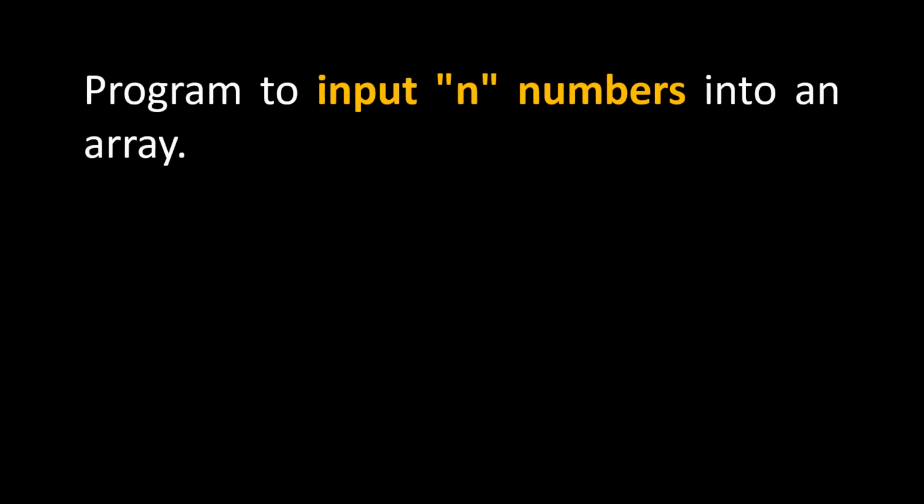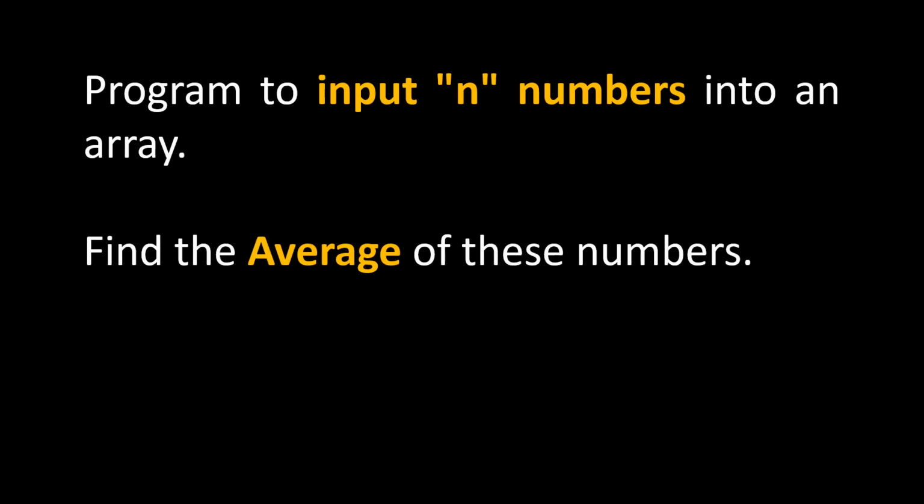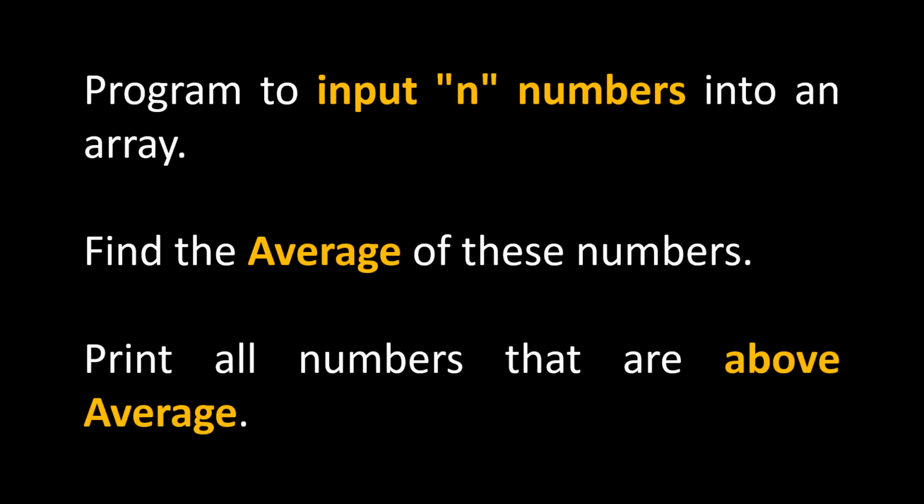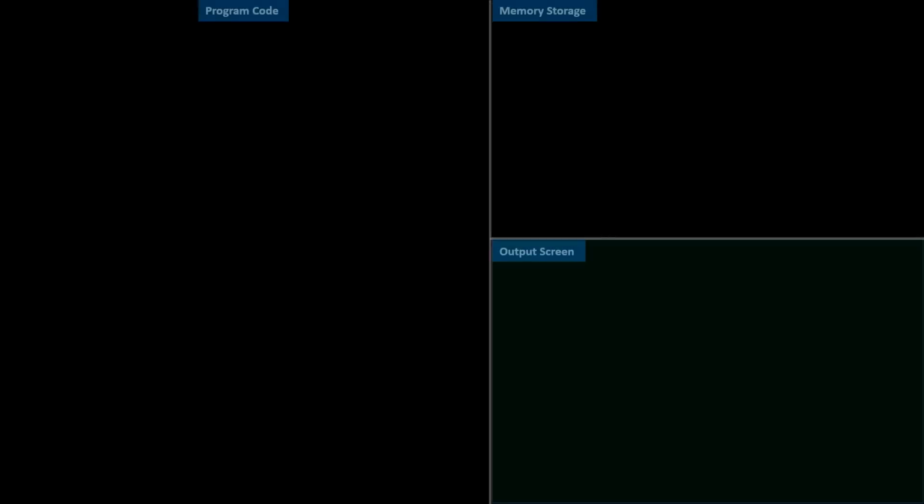In this program, we are going to input n numbers into an array. We will then find the average of all these numbers, and then we will print all numbers that are above average. Here we go with the program code.